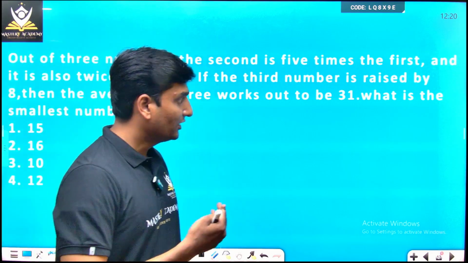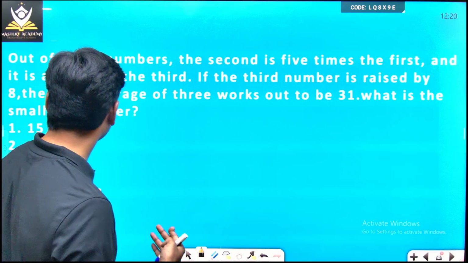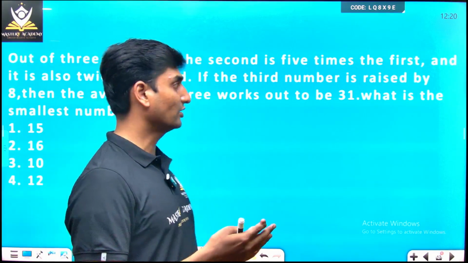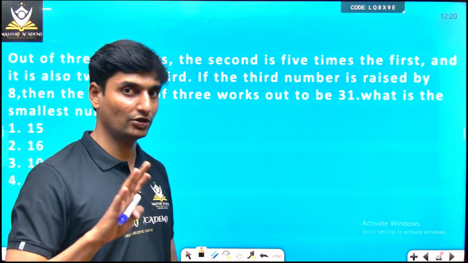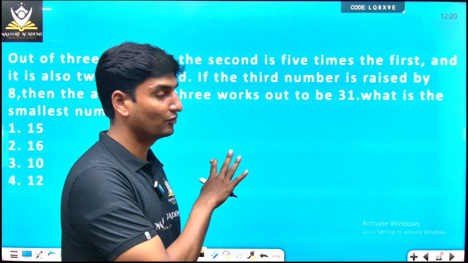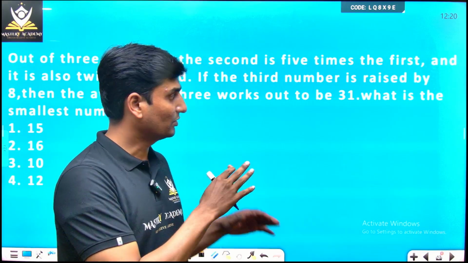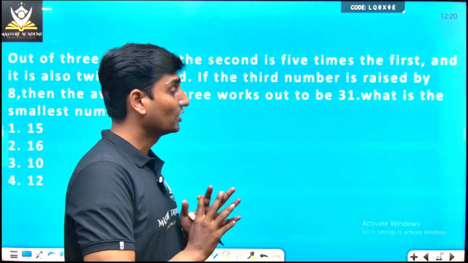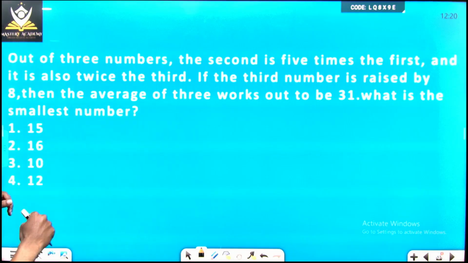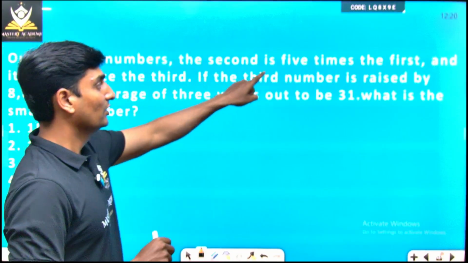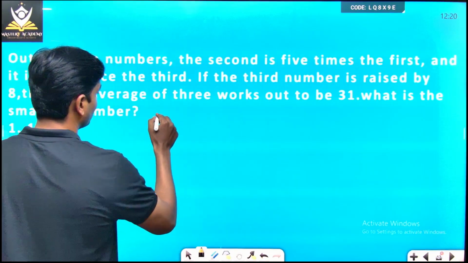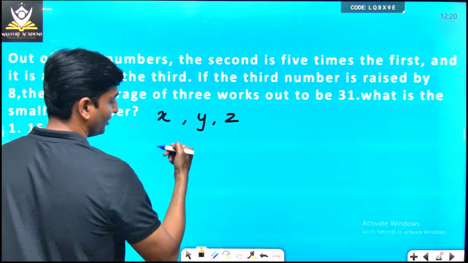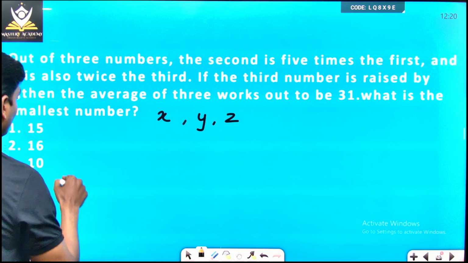Remember guys, generic question, age related question. Now you can assume the numbers according to the proper format that fits into the question. Some people take different assumptions. You can go with the content that you find fit, but here I am going to take this format. See, out of 3 numbers, the second is 5 times the first. We do not know what the 3 numbers are, so X, Y and Z, 3 numbers.